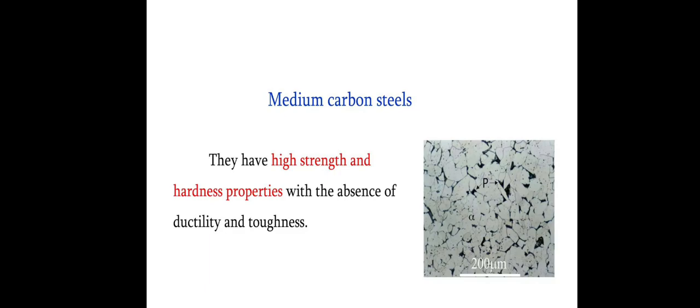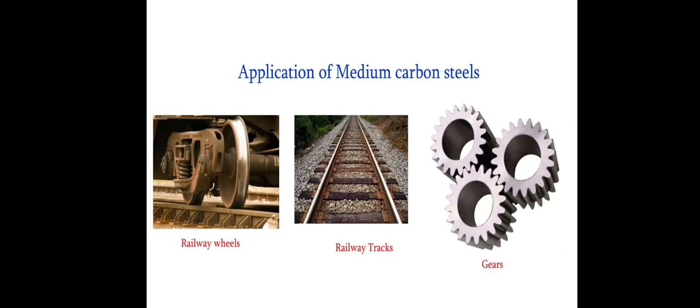Medium carbon steel has high strength and hardness with low ductility and toughness. This image shows the medium carbon steel at 200 micrometers. Medium carbon steels are those steels that have between 0.25 and 0.60% carbon content. Medium carbon steels may be heat treated by austenitizing, quenching and then tempering to improve their mechanical properties. Typical applications of medium carbon steels include railway wheels, railway tracks, gears, crankshafts and other machine parts.